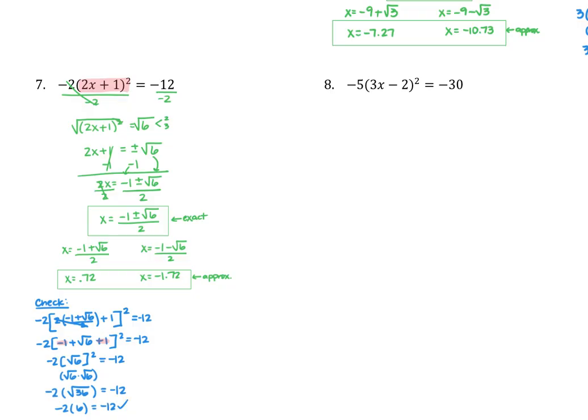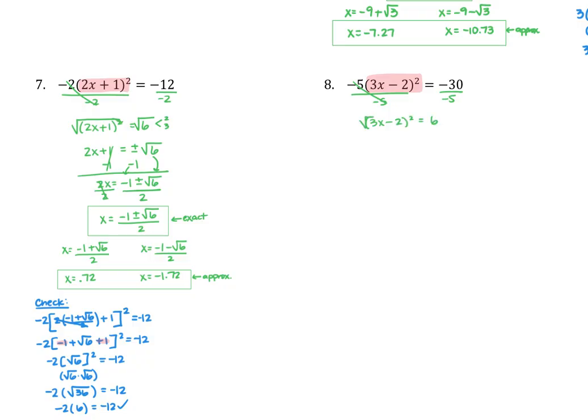Now that I showed you how to check one of those, I'm going to skip the check step on the rest of these just to save time on the video. So let's move on to number 8, last example. First thing I'm going to do is try to isolate that squared term. So first thing, I have to divide by -5. So now I have 3x minus 2 squared equals 6.